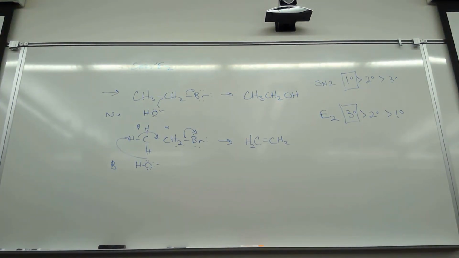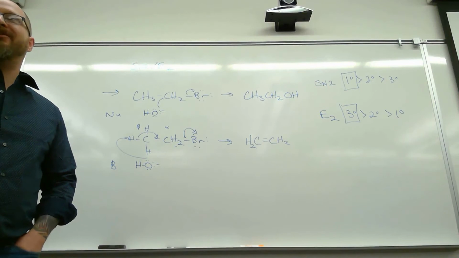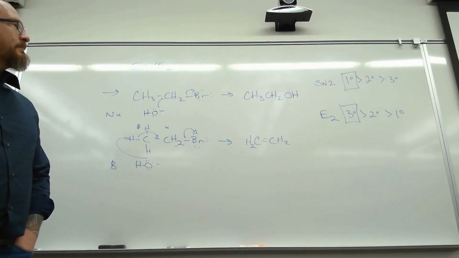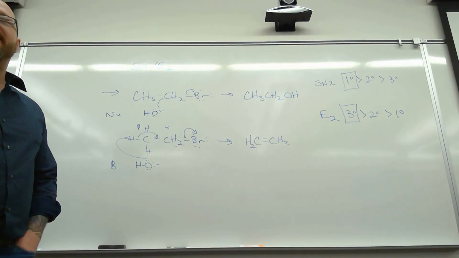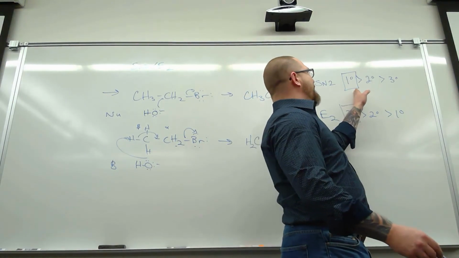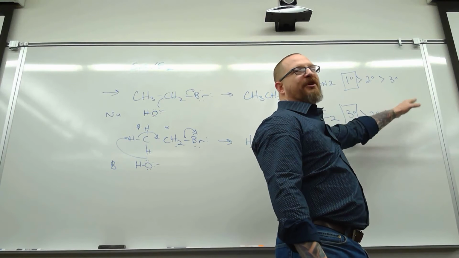And now everyone's like, but what if it's secondary? The SN2 can't do tertiary though, right? Yeah, it can't because it's too slow. It doesn't happen. But in terms of general reactivity, we can say this is faster than this is faster than this, because this is functionally zero.